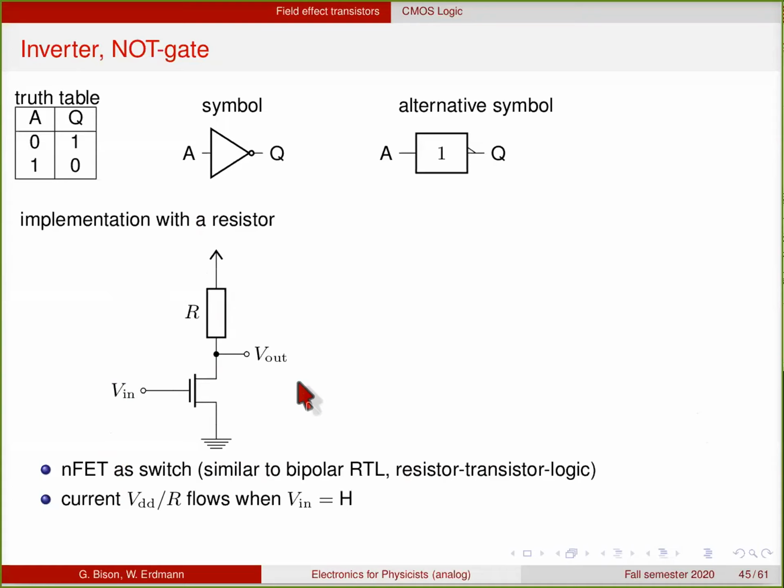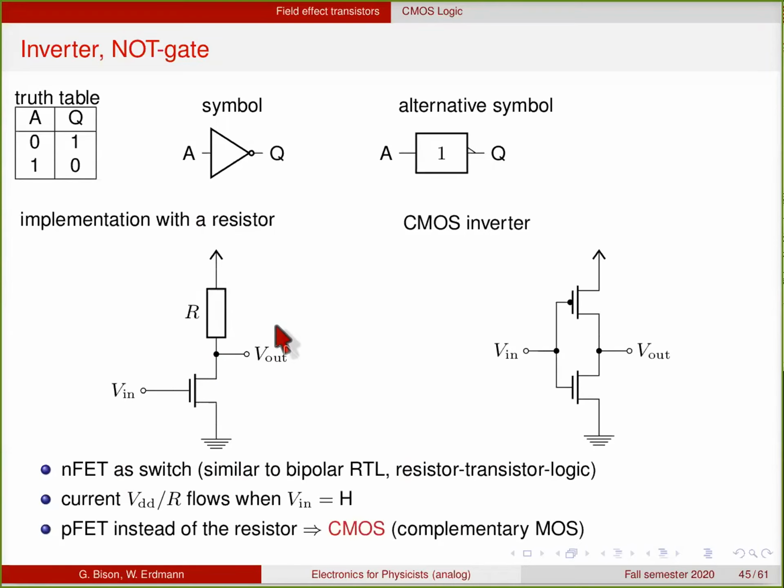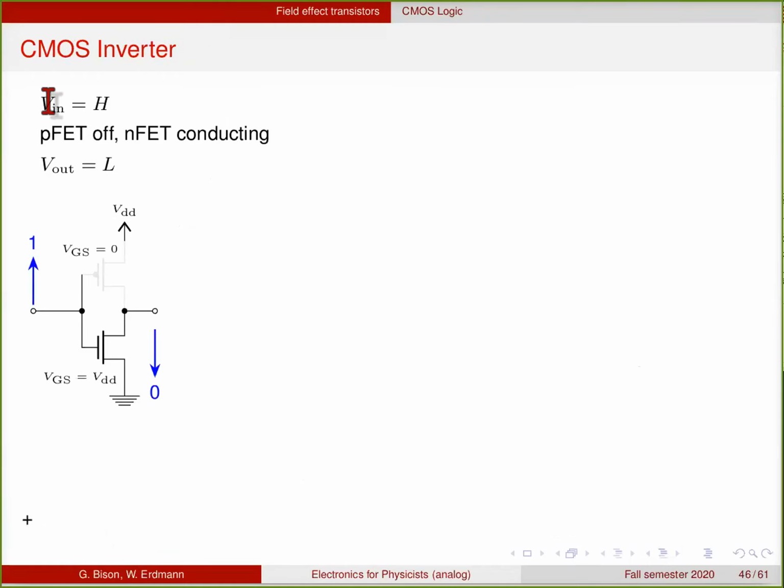Now, this has the disadvantage that there's always a continuous current flowing when the transistor is on, which causes some power dissipation. And this can be avoided by replacing this resistor by a second transistor of the inverted polarity, the PMOS. So you have an NMOS and a PMOS. And since you use both technologies here, the NFETs and the PFETs in one chip, this is called CMOS or complementary MOS. And this is the vast majority of all logic that you will see these days, is in CMOS. So how does this work?